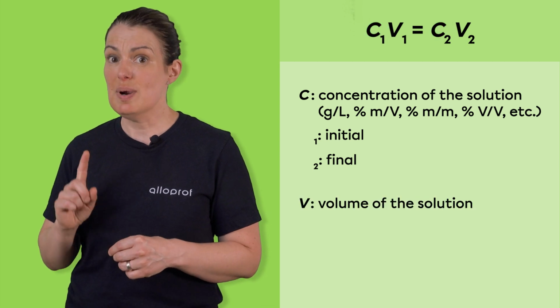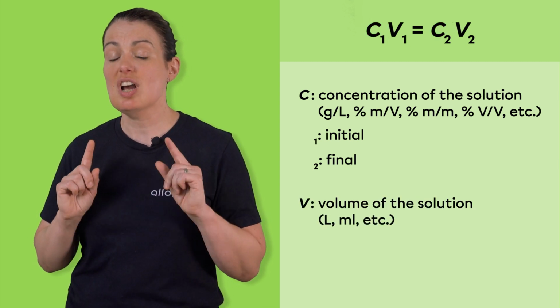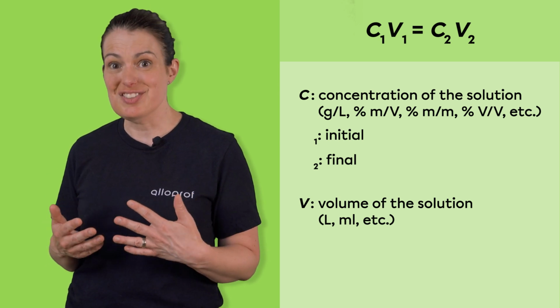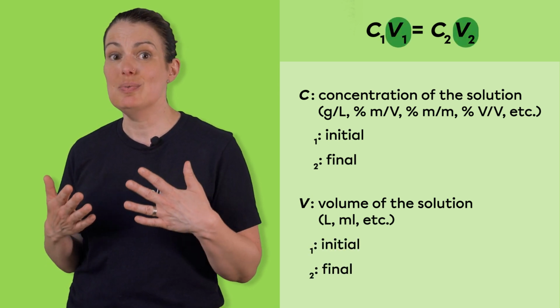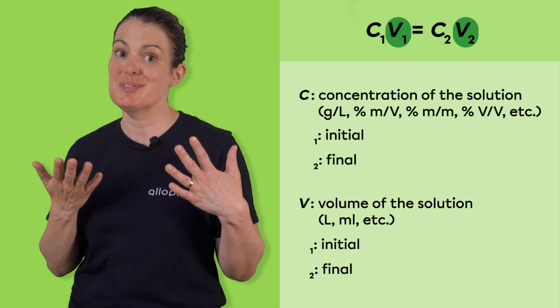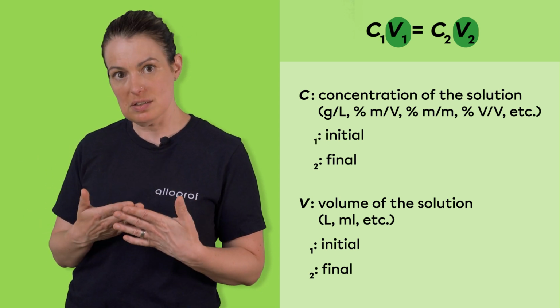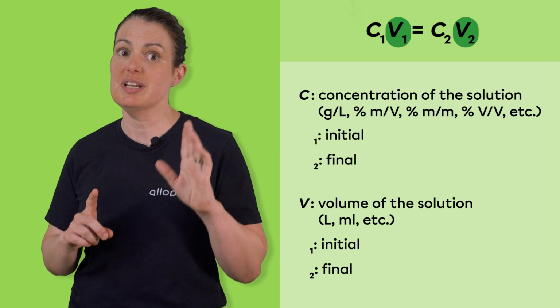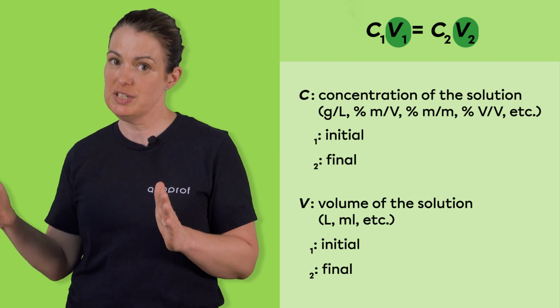The letter V represents the volume of the solution, which is often measured in liters or milliliters. Just like with concentration, the subscripts 1 and 2 represent the initial and final volume of the solution respectively. Also, V1 and V2 must have the same units of volume when using the formula C1V1 equals C2V2.